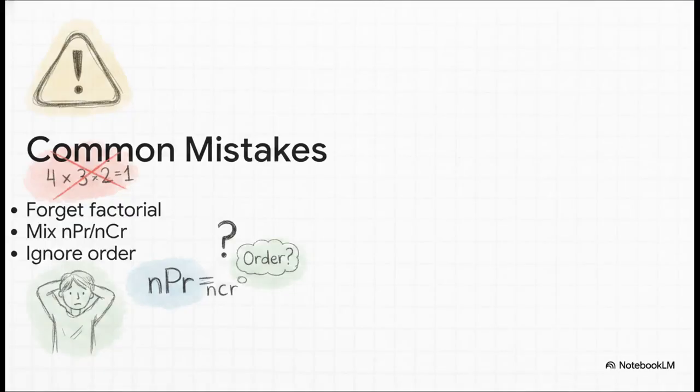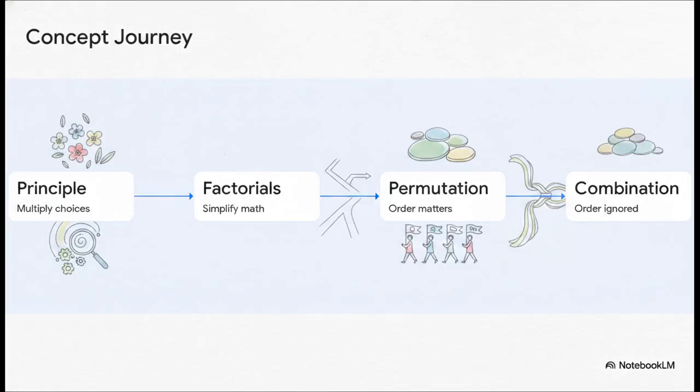I've got to give you a massive warning about the most common traps students fall into during high-stakes tests like JEE and CUET. Do not forget to expand your factorials completely before you start canceling things out. Do not mix up the nPr and nCr formulas. Always remember that extra r factorial belongs in combinations. And most importantly, literally never start calculating until you've paused to ask yourself, wait, does order matter in this specific scenario?